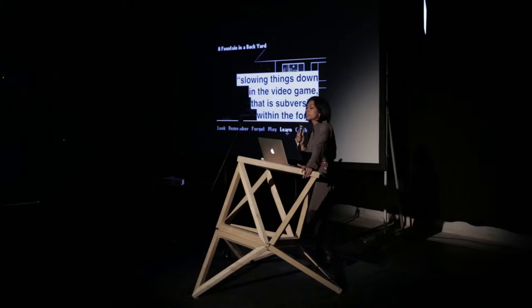One form of subversion that was quite common amongst the designers related to pace. They were into slow games. Jake Elliott, designer of A House in California and Kentucky Route Zero, proposed that slow games provide underexplored territory for digital games. He said, quote, "Slowing things down in the video game, that is subversive within the form, the way the form is used most of the time. This emotional territory of the exhilarating sensation that's been really mined so well that it's coded as part of what is a video game." End quote.